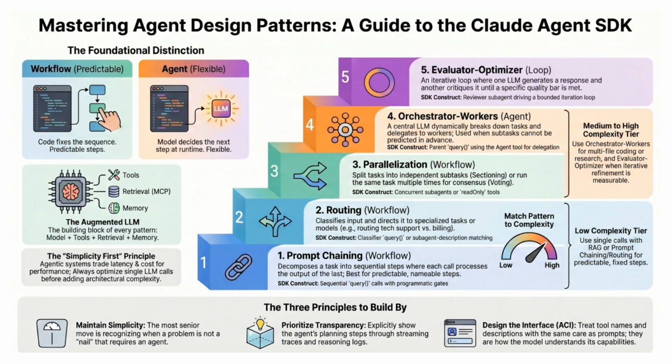The core architectural distinction is between workflows and agents. Workflows follow predefined code paths where the developer controls the sequence of steps. Agents dynamically direct their own process, including deciding which tools to call and when to stop. The key diagnostic question is, who decides the control flow, the code or the model?